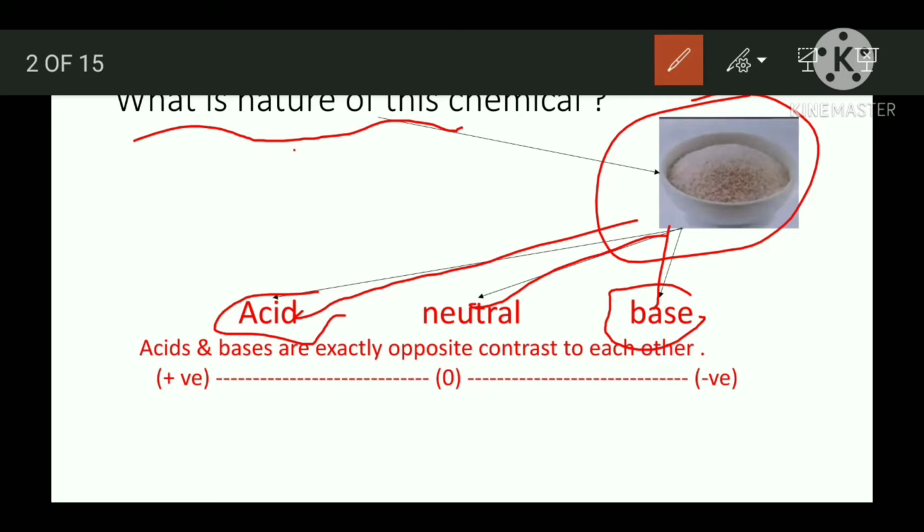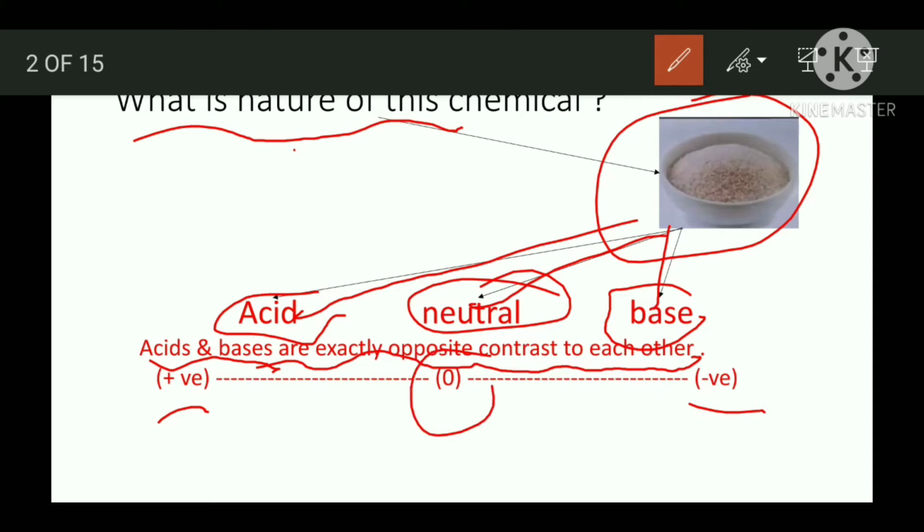See, first, these acids and bases are exactly opposite in contrast to each other. That means these acids and bases are opposite to each other. Here, if acid is positive, then base will be negative and neutral will be 0. Always neutral is 0.